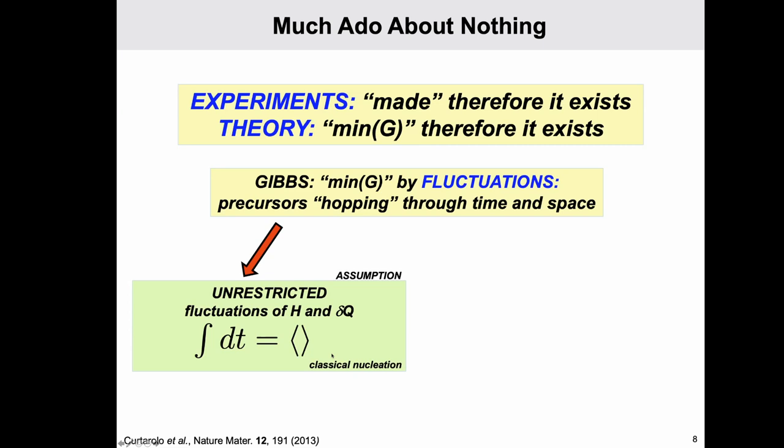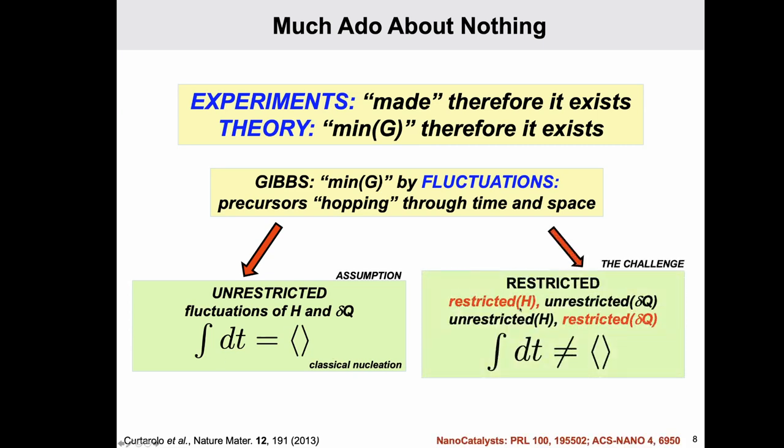On the contrary, if you do not allow fluctuation in the enthalpy, remember that the Gibbs potential is the sum of the enthalpy plus the heat. So if you restrict the enthalpy or you restrict the heat, then the fluctuations are restricted and not all the possible configurations are explored. So the G does not reach its own minimum, but reaches something else. And a phase that is not thermodynamically stable can appear.